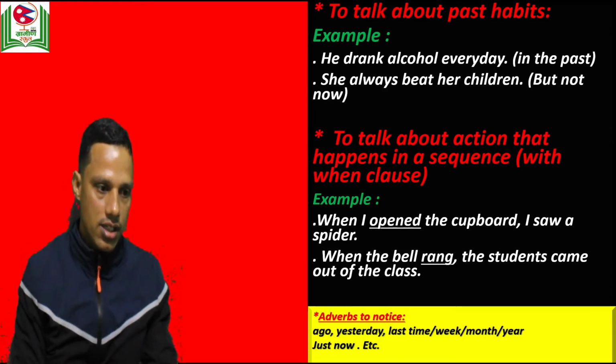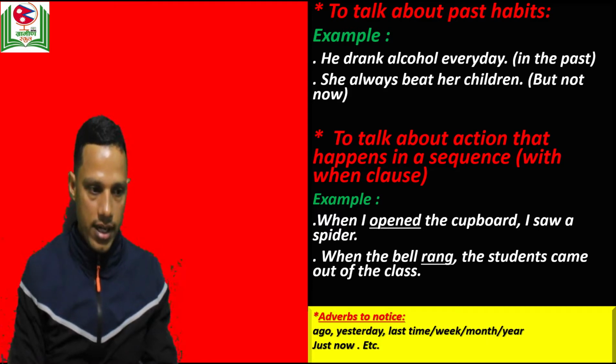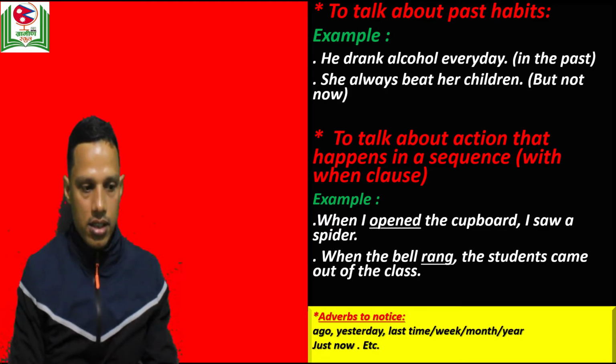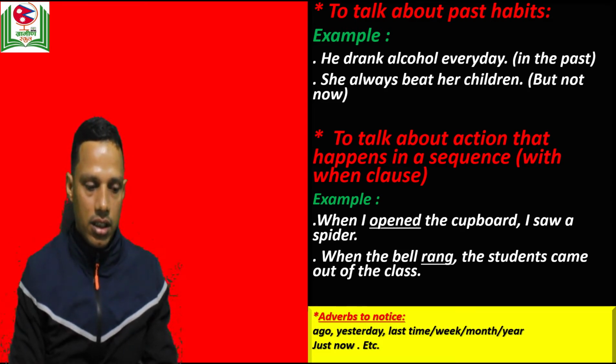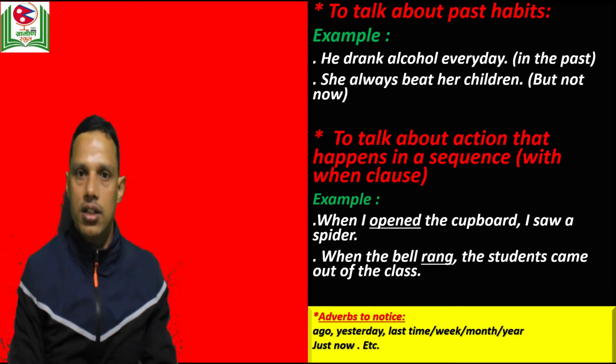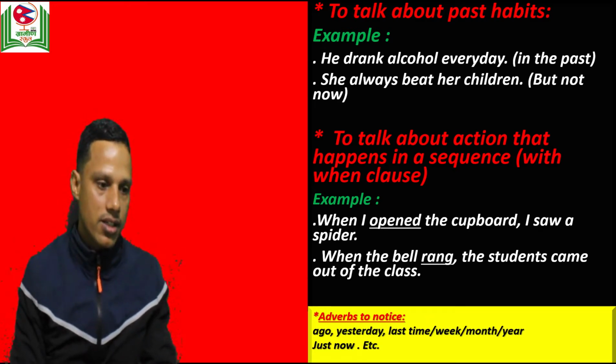Yes, here you can notice the when clause, right? So we use past tense when we talk about actions that happen in a sequence. For example, in the first one, the action of opening the cupboard and the action of seeing a spider happen one after the other in a sequence, immediately. In the second one also, the action of ringing the bell and the action of the students coming out of the class happen in a sequence, one after the other. So when we talk about such sequential events, we can use simple past tense, right?